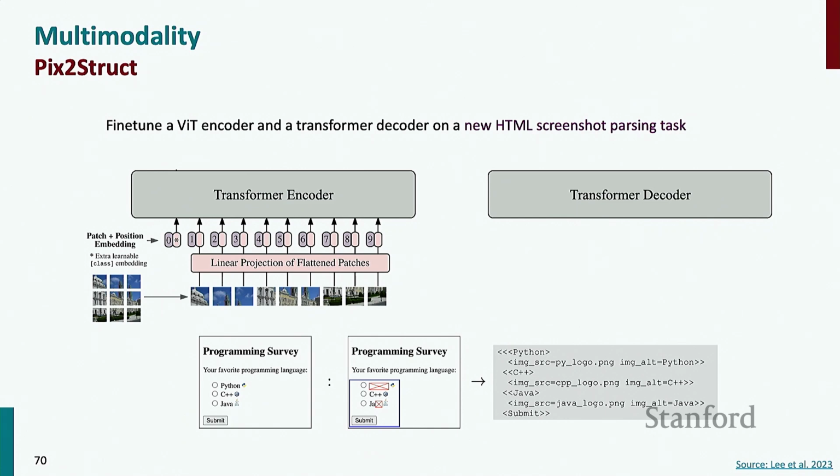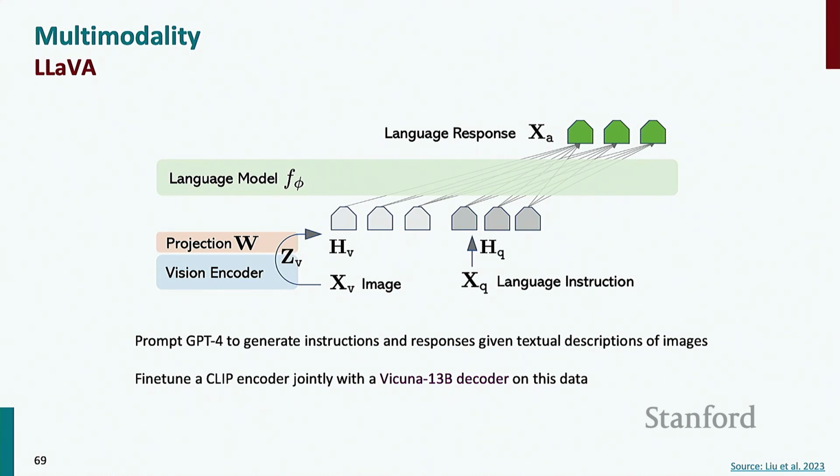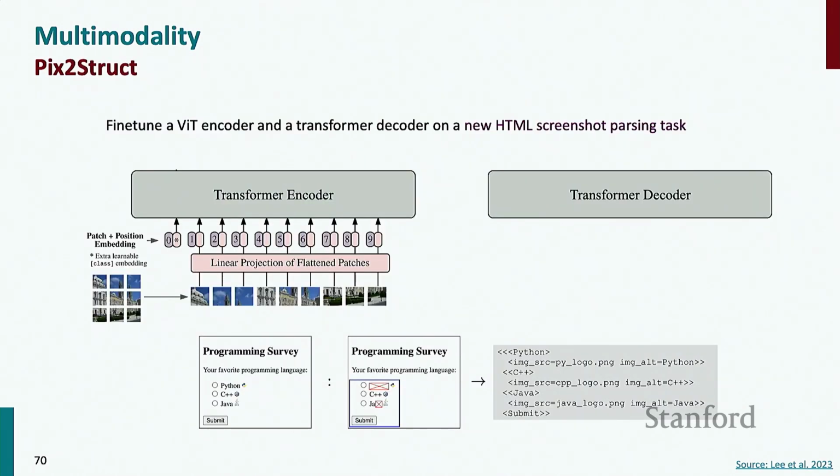Okay. One of the new things that Pix2Struct introduced was a new pre-training task. So for LLaVA, the pre-training was fairly simple. We're going to use GPT-4 to just generate synthetic questions and responses based on textual descriptions of images, but there's only so far you can go with textual descriptions of images. What Pix2Struct did was to look at screenshots from websites and mask out parts of the screenshots, and then ask the transformer decoder to produce HTML corresponding to the masked out elements.